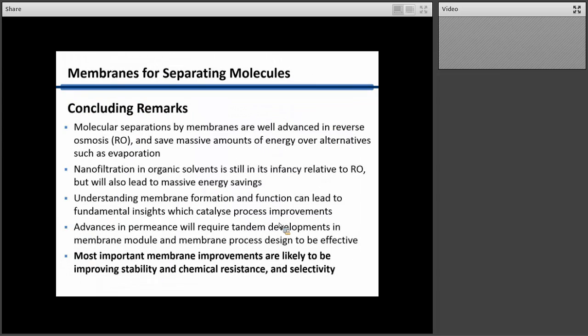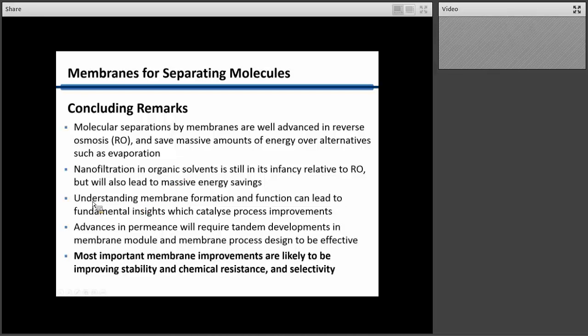And so in concluding remarks, I would say that molecular separations by membranes are well advanced in reverse osmosis, and they save massive amounts of energy over alternatives such as evaporation. So the invention of reverse osmosis technology has meant that we can recover water, fresh water, from seawater using very much less energy than if we only had evaporation available. Nanofiltration in organic solvents is still in its infancy relative to reverse osmosis. It's not nearly as well established, but I think there's also the potential for massive energy savings if we can develop ways of filtering organic liquids using membranes instead of using energy to evaporate those liquids.